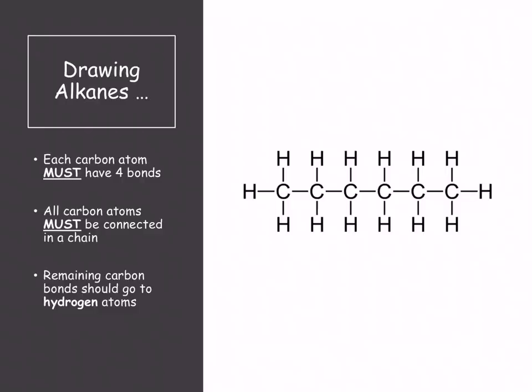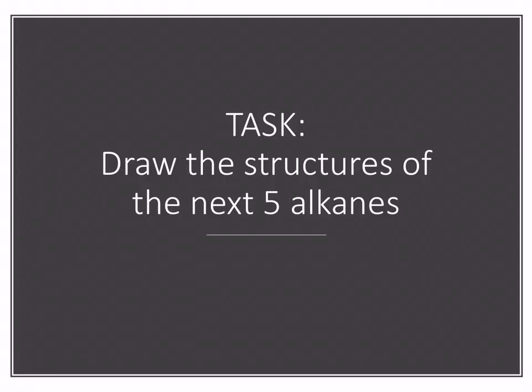When we draw them, we must be very, very aware that every carbon has to have 4 bonds in an alkane. All carbon atoms have to be connected in a chain, and the remaining bonds will go to the hydrogens around it. So what I'd like you to do is just go through these again and sketch them out, okay? So draw the structures.